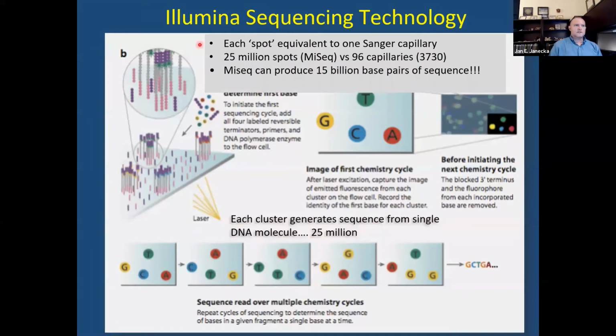And so because each of these spots is really equivalent to a single Sanger capillary, you can sequence on a MiSeq 25 million fragments compared to a maximum of 96 capillaries on the big ABI instrument 3730, right? And so in comparison to generating around the max of 67,000 base pairs in a single Sanger sequencing ABI 3730 run, you can produce up to 15 billion base pairs of sequence on a MiSeq, right?